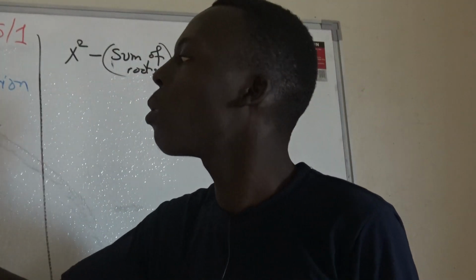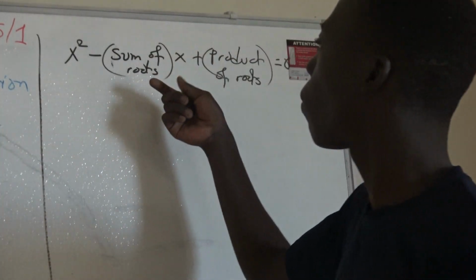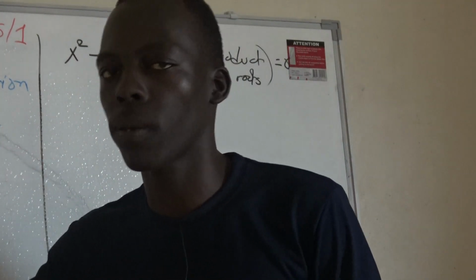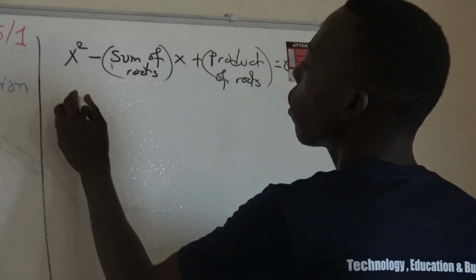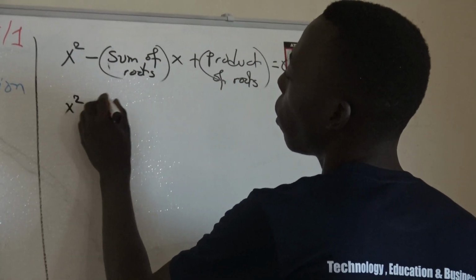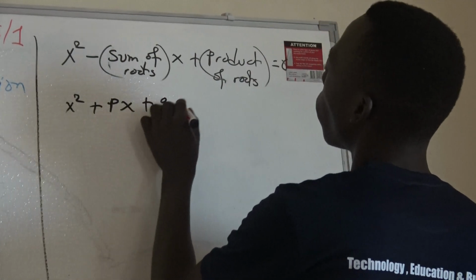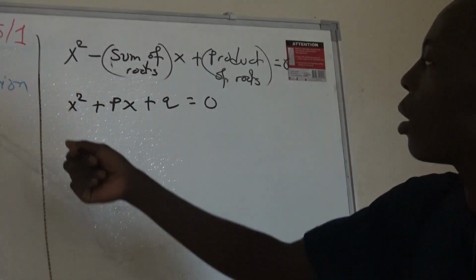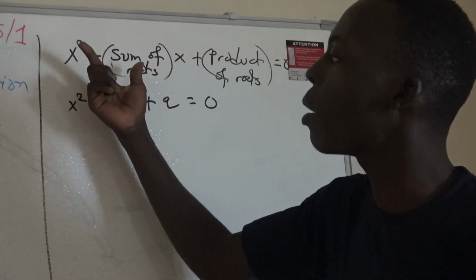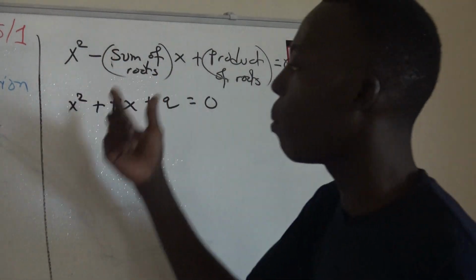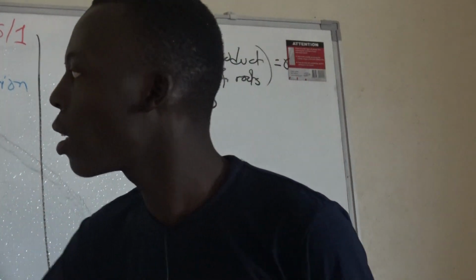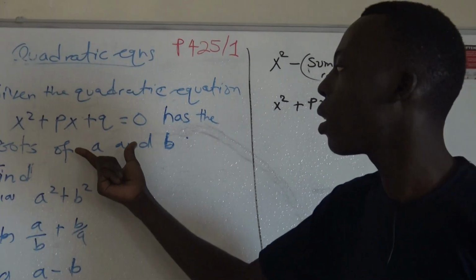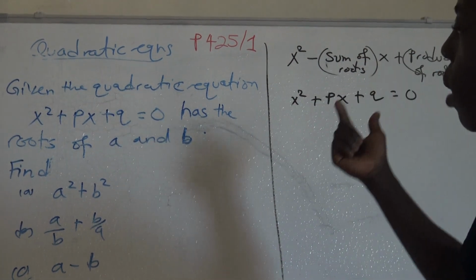So what we do, we have to compare the real format of the quadratic equation with the equation which they have given us. Like now they are saying that x squared plus px plus q equals 0. So now you have to compare the two, then you get out the sum and the product. But here they also say that it has roots of a and b. So that means when you're getting the sum and the product, you're going to use a and b to get the sum and the product.